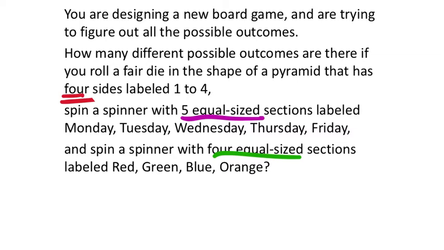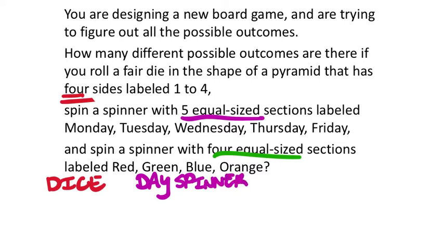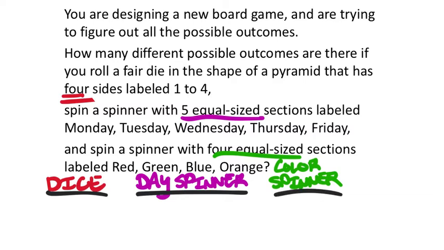So I'm going to list these. Okay, so we're going to roll the dice. Then we got the first spinner. So I'll even call it the day spinner because it's based on days. And then we got the color spinner. So the fundamental counting principle, once we get these, will tell us the total number of outcomes.